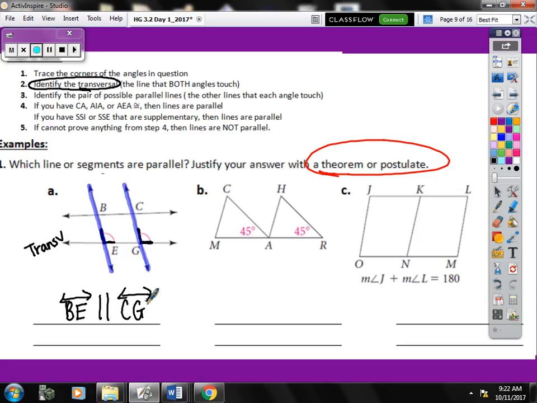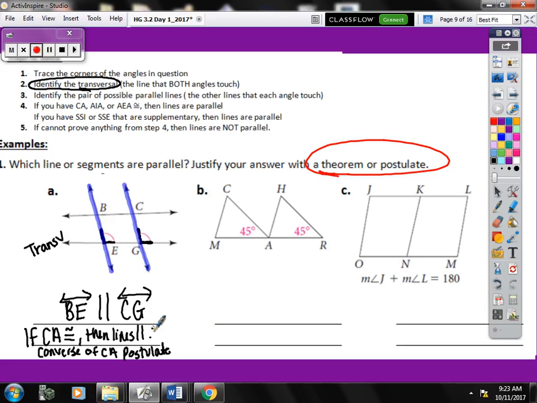And our reason for that is the converse of the corresponding angles postulate. But I'm just going to write out if or since corresponding angles are congruent, then the lines are parallel. Again, if you prefer, you can write the converse of the corresponding angles postulate. But I always write it in the if-then form.